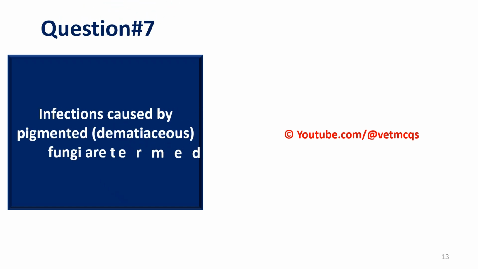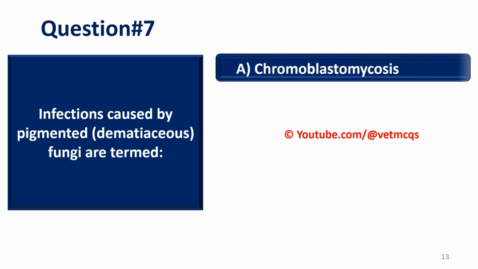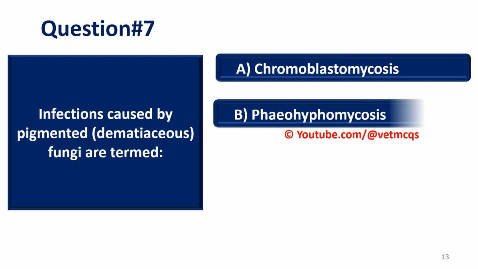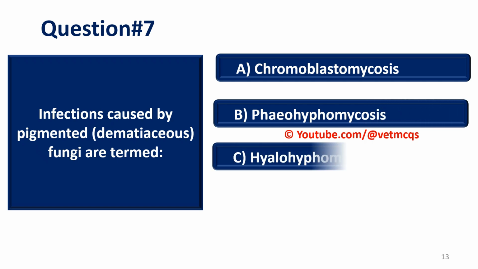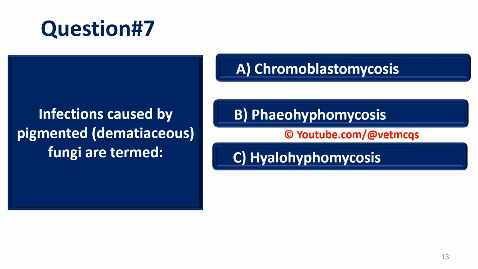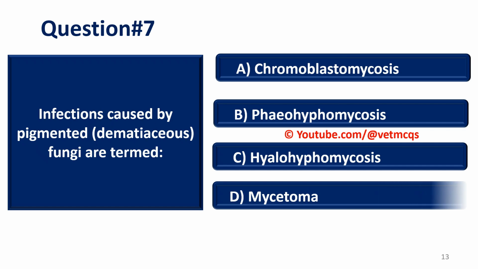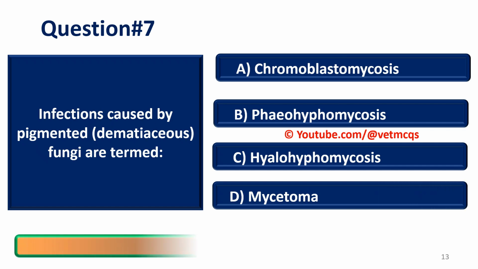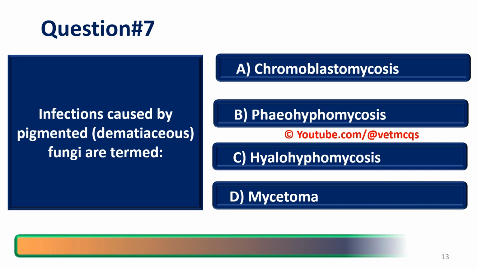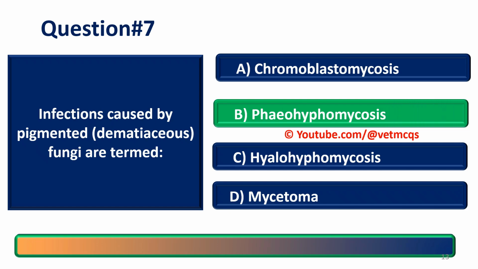Infections caused by pigmented or dematiaceous fungi are termed chromoblastomycosis, phaeohyphomycosis, hyalohyphomycosis, mycetoma. And the correct answer is option B, that is phaeohyphomycosis.